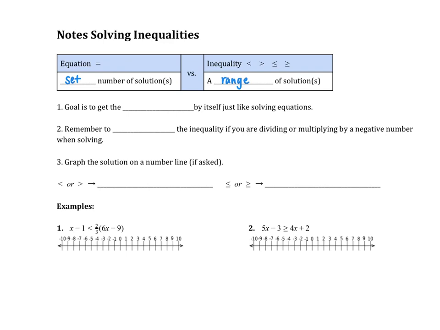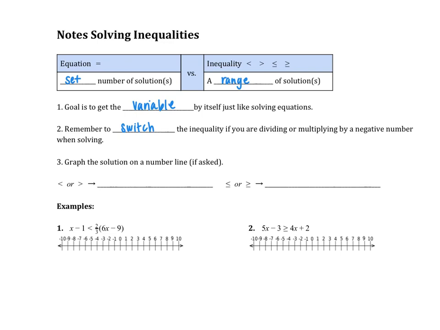So the goal is to get the variable by itself, just like solving equations, and then remember to switch the inequality if you are dividing or multiplying by a negative number when solving. Then you're going to graph the solution on a number line if asked.